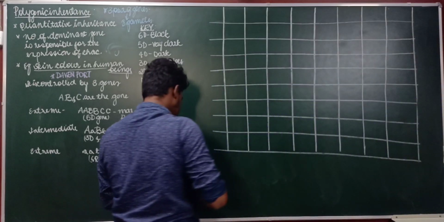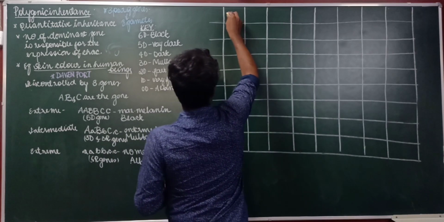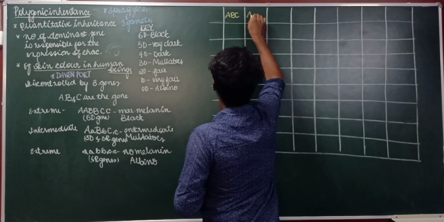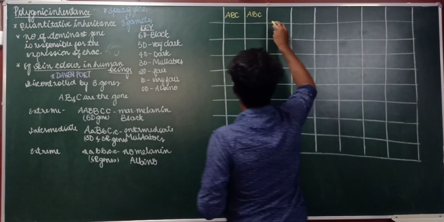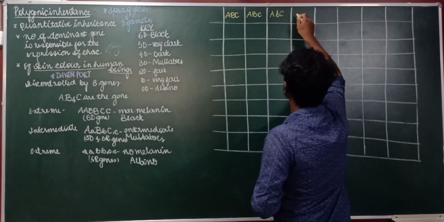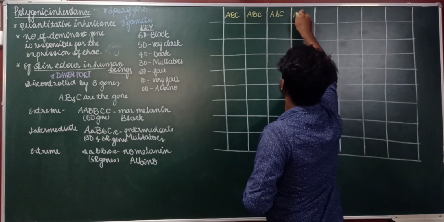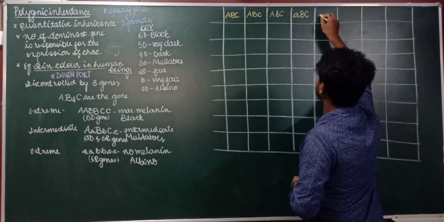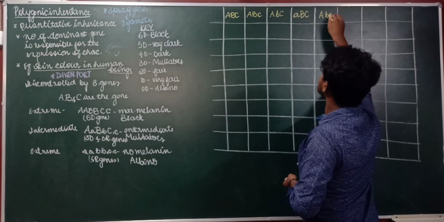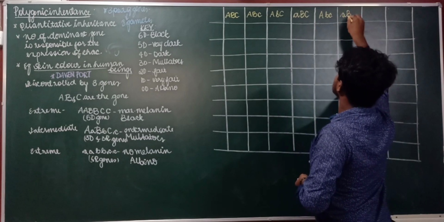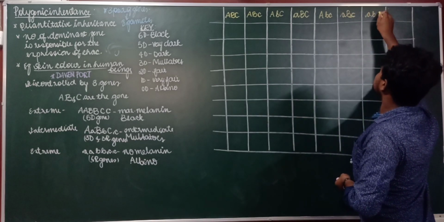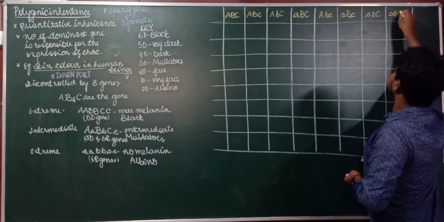And now we have to write the gametes. I will put these gametes in some other color. First one has all the 3 dominant genes, A, B, C. Second one, only A and B are dominant, C is recessive. Next, A and C are dominant, B is recessive, and A is recessive, B and C are dominant. Next, 4 gametes are done. After that, A is dominant, B and C are recessive; A is recessive, B is dominant, and C is recessive again. A and B are recessive, C is dominant, and here all the 3 are recessive.